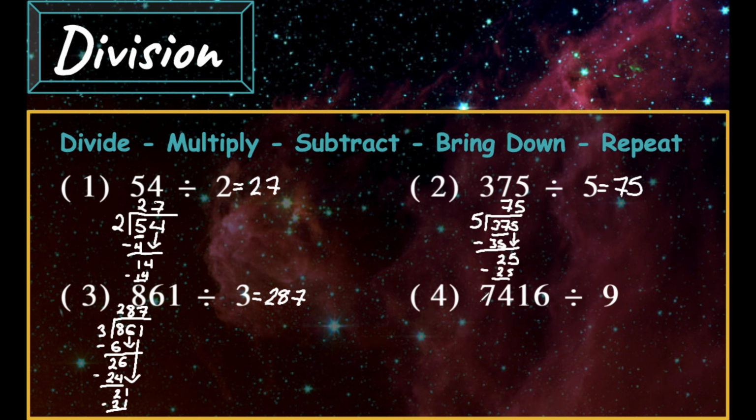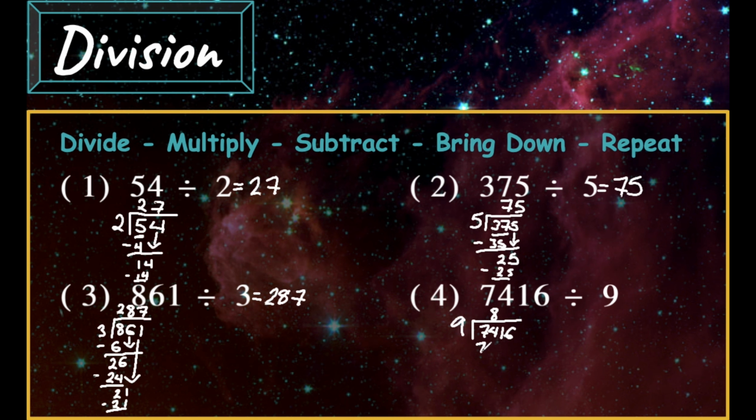Last, number 4. 7,416 divided by 9. We're going to write 9 on the outside and 7,416 inside our box. How many times does 9 go into 7? 0 times. So then we're going to include the next digit. How many times does 9 go into 74? 9 goes into 74 a total of 8 times.